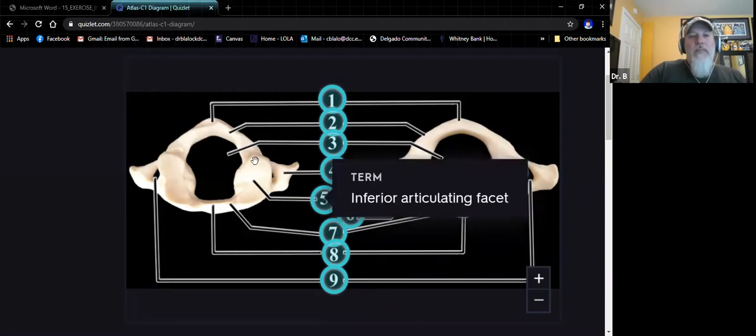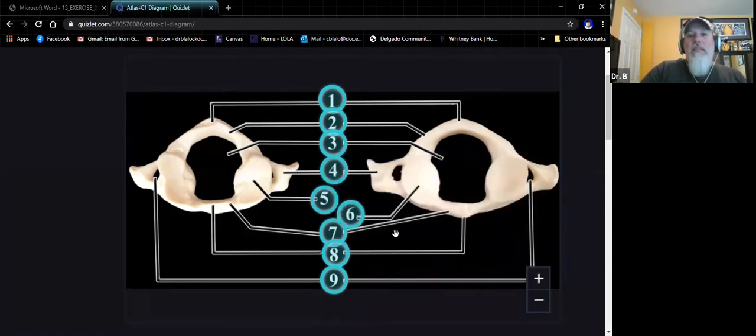That's not labeled right. That should be the other way around. That should be the superior facet. And over here should be our inferior facet. But I'm going to take those off because I don't typically ask you about the facets, because it's too hard for you to tell the top and the bottom without actually having the vertebra in your hand. So I'm going to remove 5 and 6 when we get done with this.